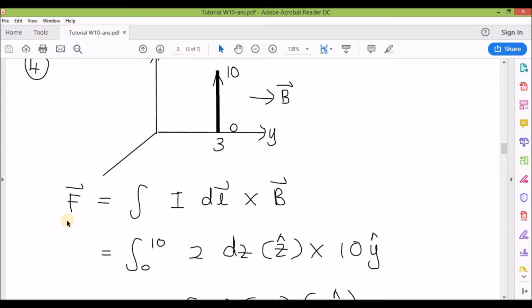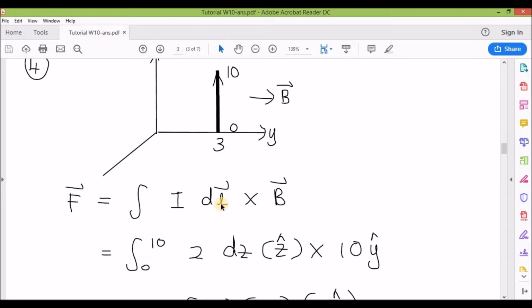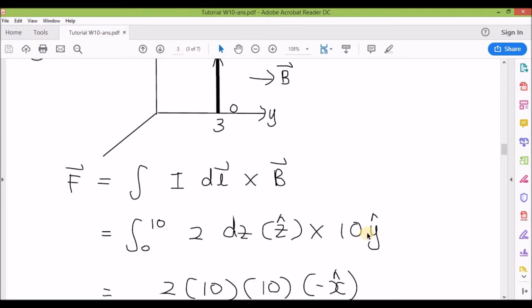So for this case, to find the force exerted on this current element, you need to use this formula. So you fill up the information that you have. You have your current, which is 2 ampere, and this is your current element oriented in the Z direction. So its length is dependent on the value along the Z axis. So it will be dz. Current flowing in the positive Z direction. So this one is Z. And the interval will be from 0 to 10 because the length is from 0 to 10. And cross product with the B.